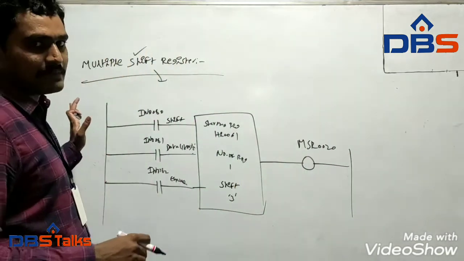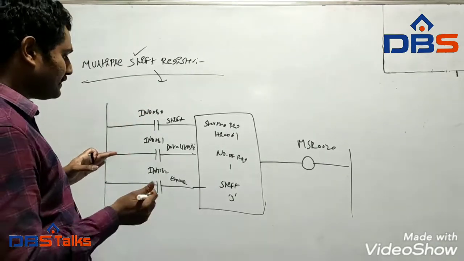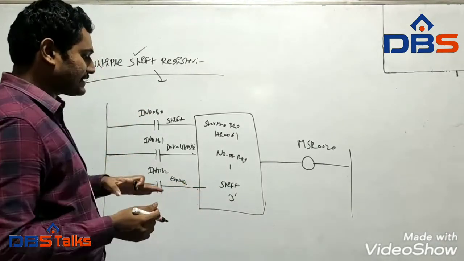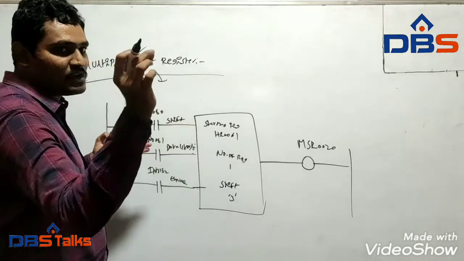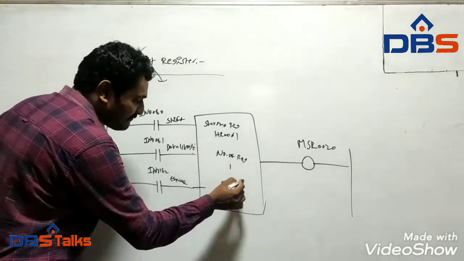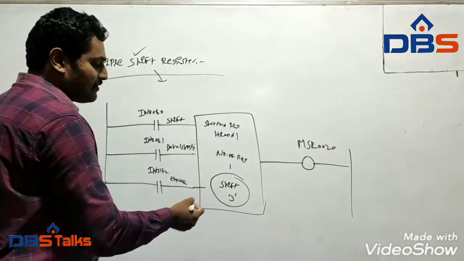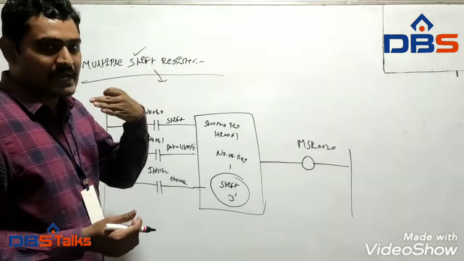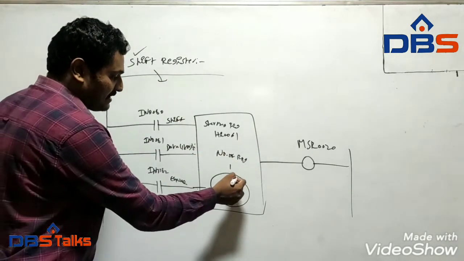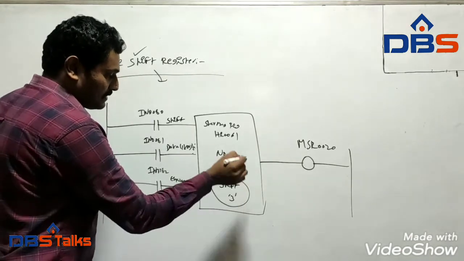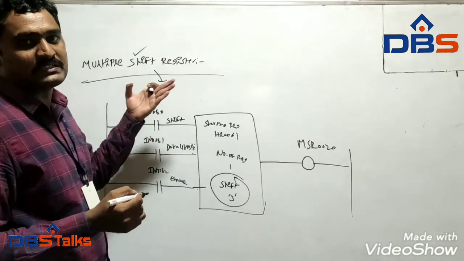I am taking a diagrammatic representation to explain the multiple shift register function. It is exactly the same as the previous shift right and shift left functions, but the only difference is that I am adding one more feature to the function code, that is the shift count. By that we have to shift the bits three times at a time. So this is the one functional input we are adding in addition to the shift right and shift left functions.